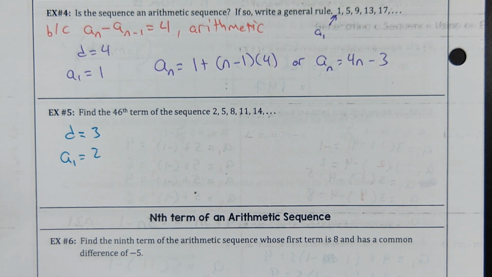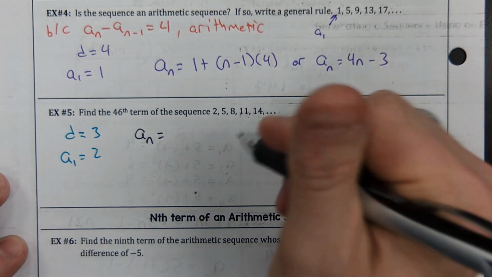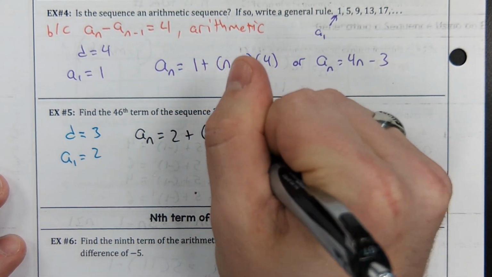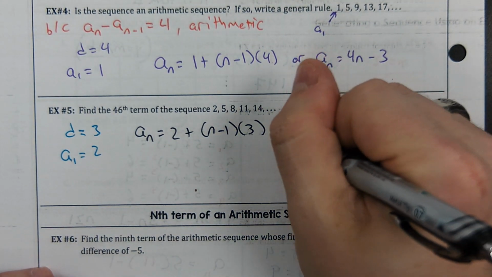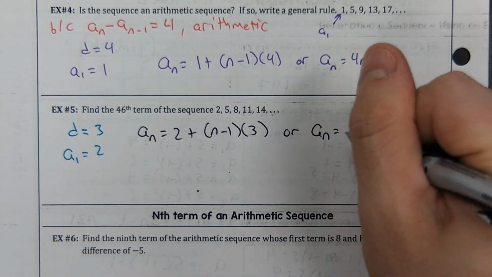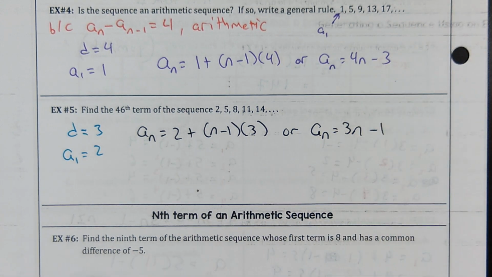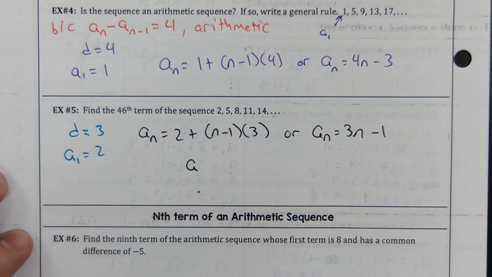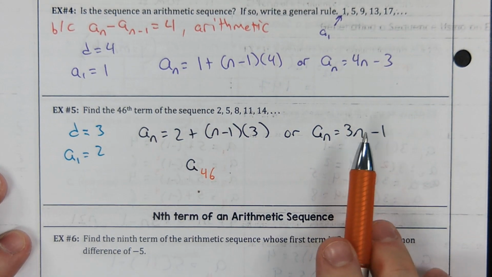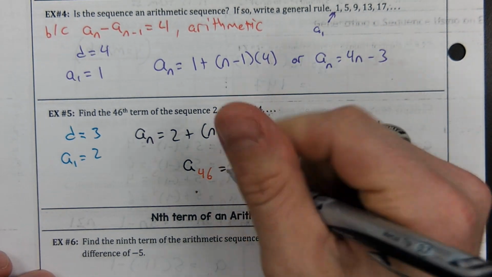So we can just write the general form. We get a sub n is a sub 1 plus n minus 1 times d, like that. You could, if you wanted to, distribute the 3 and get 3n, let's see, 3 times negative 1 is negative 3, 2 and negative 3 makes negative 1. You could do it like that as well. It doesn't matter which one you choose, you're going to get the same result. Let's find a sub 46. I'll plug it in right there. I actually feel like it's easier to plug in here.